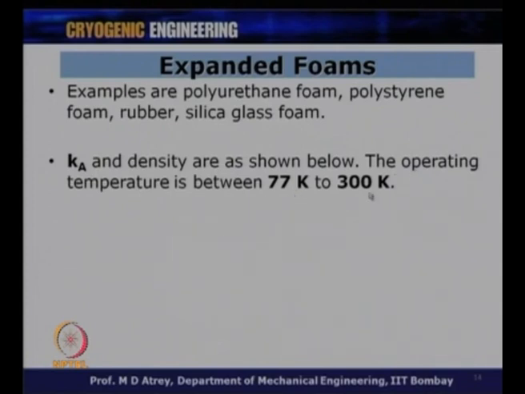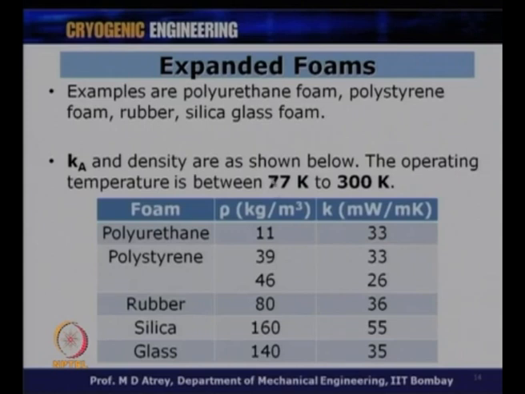So, if I have two surfaces at 300 K and 77 Kelvin, the apparent thermal conductivity for these different foams would be like this. You can see here I am giving names of different foams. Polyurethane: the density of polyurethane could be around 11 kg per meter cube, because the conductivity varies with the kind of density we are talking about. For polyurethane, the apparent thermal conductivity is 33 milliwatts per meter Kelvin.